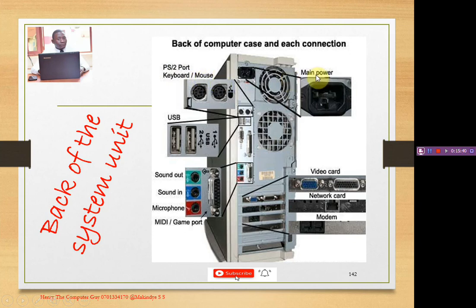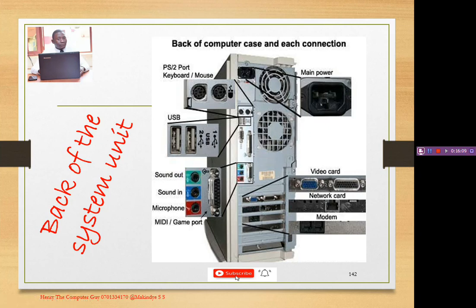Then we can have what we call the power, or the main power. It's where you get your power cable, connect it, then you connect to the main switch. Then we have those ones for the USB, which is the universal serial bus. You want to connect your USB cable to your computer, you look for this. They can be ranging, let's say 2 to 3, 4, and others. Then we can have what we call the sound output. This one helps us to give sound. We want to connect your speakers there.